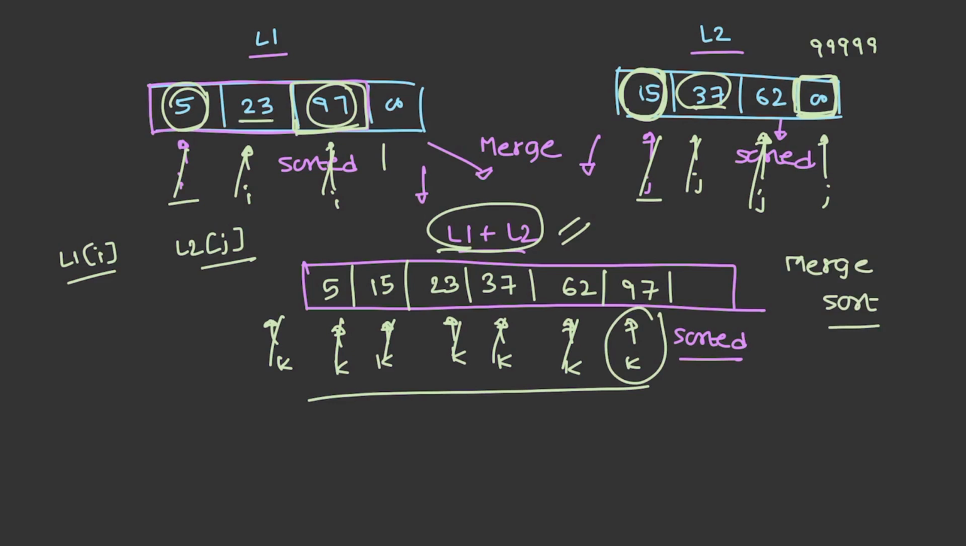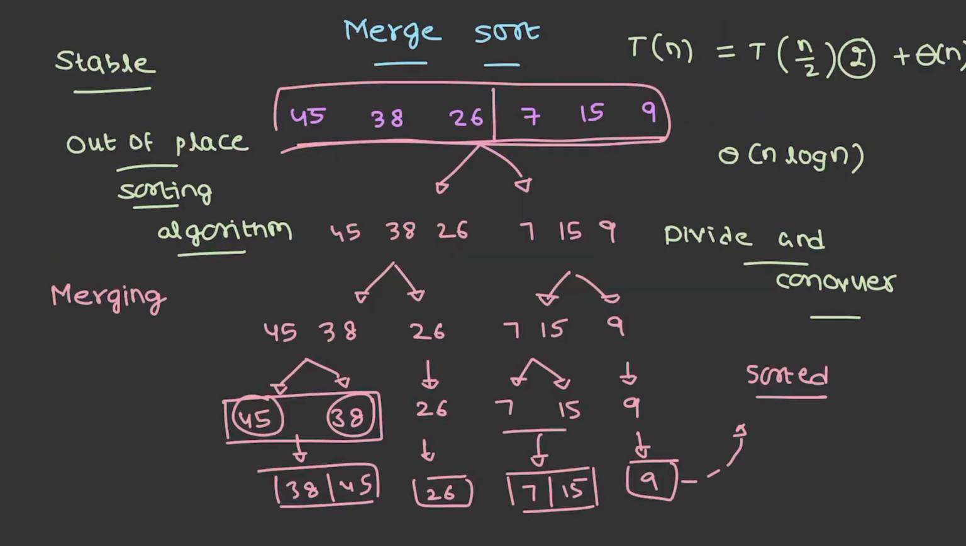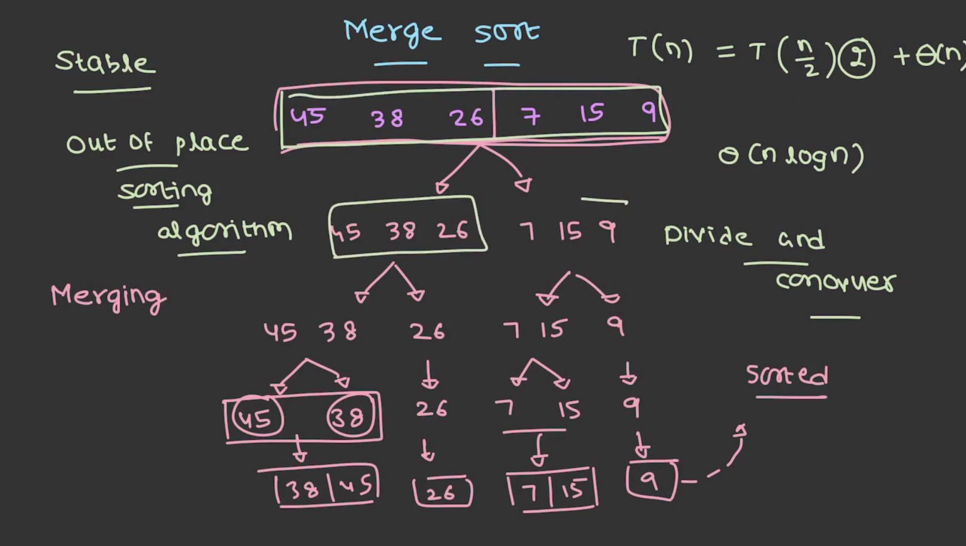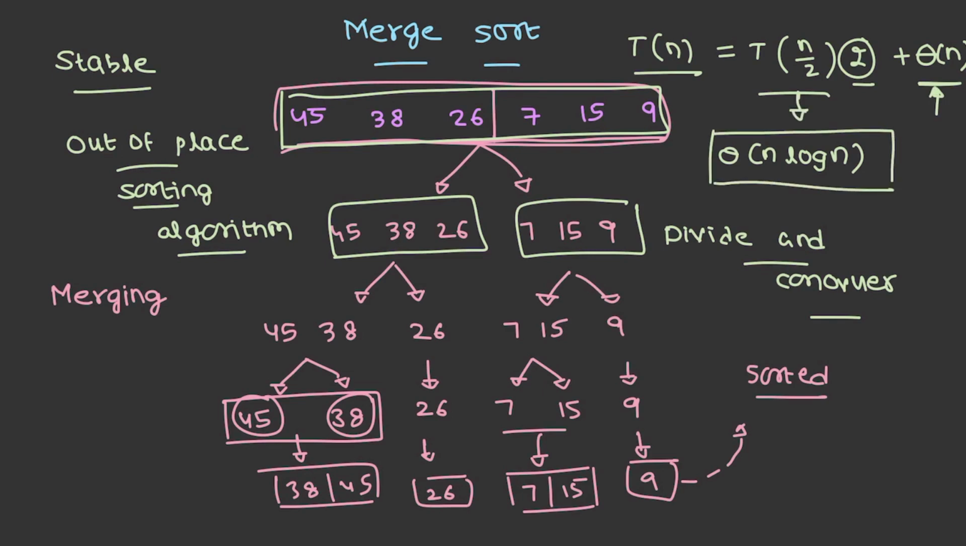Let's try to analyze its complexity. In the case of merge sort, the task required for n numbers is divided into the task required for n by 2 numbers, and we have two such subarrays. So T(n) is equal to 2 times T(n/2), and we have to merge at each and every stage. The work happening at each stage can be order of n or theta of n. If we solve this by the Master's theorem, then the complexity turns out to be theta of n log n.